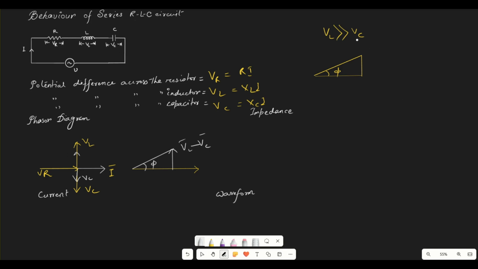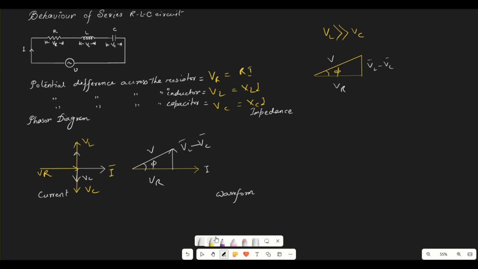So if VL is greater than VC, it will correspond to the RL circuit, where this is VL minus VC, and this is VR, and this is your V, right? So now this is I, this is VR, right?